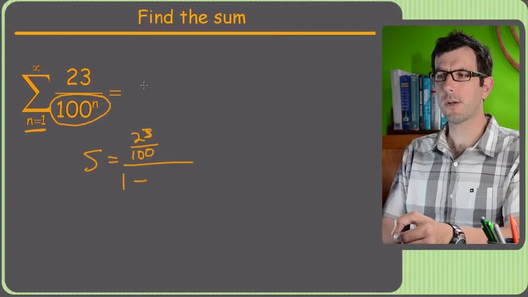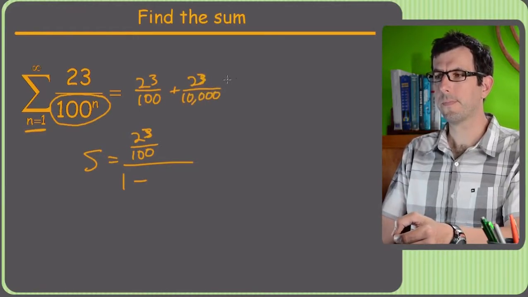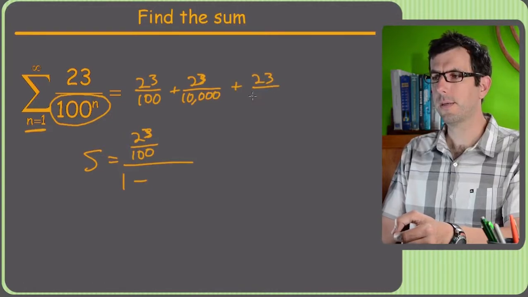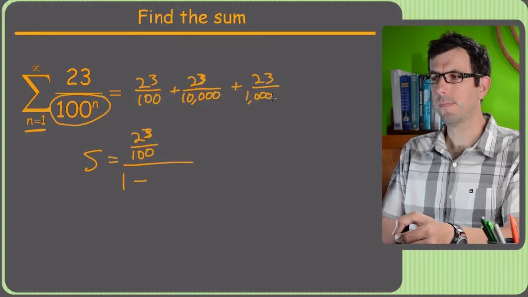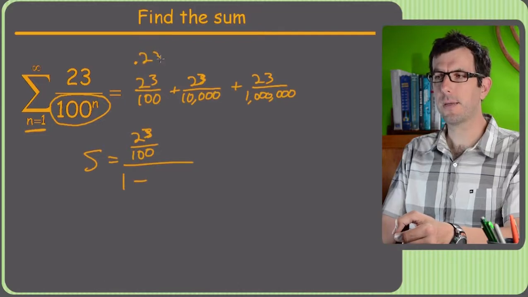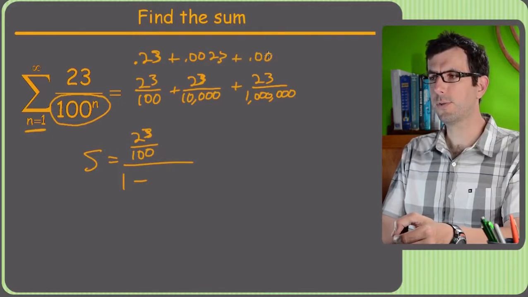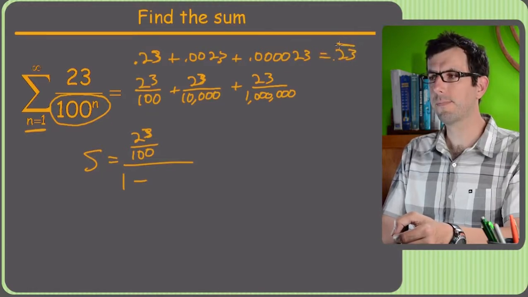So, but if I list out these terms, I get 23 hundredths plus 23 10,000ths plus 23 100th cubed would be a millionths. Or if you want to write this in decimal form, it's 0.23 plus 0.0023 plus 0.000023. See the pattern? This is 0.23 repeating.